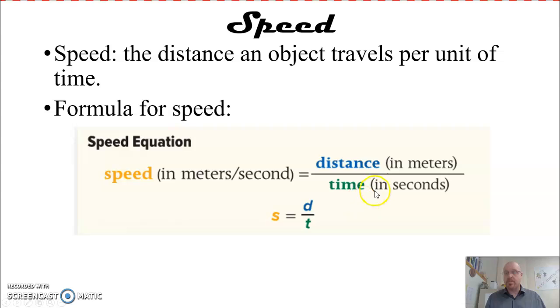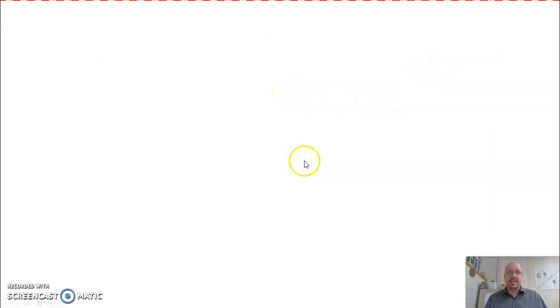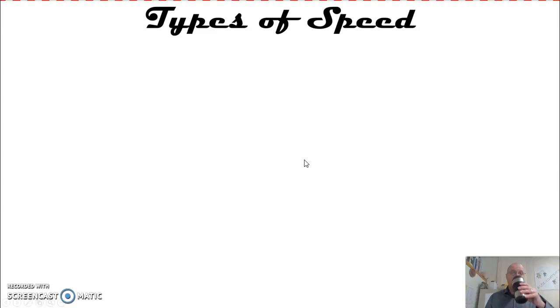And the basic measurements of those are meters and seconds. We don't use minutes or hours, we use seconds, okay? That's the base measurement of time in the metric system, we use seconds, okay? And we can convert, and that's easily done if you just remember some conversion factors. All right, so again, speed is distance divided by time. It's the distance an object travels per unit of time.